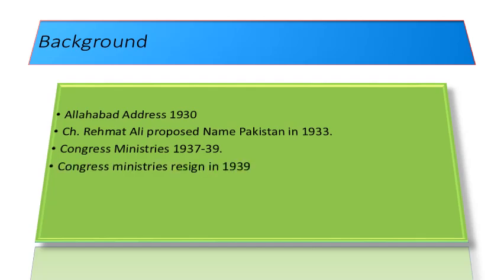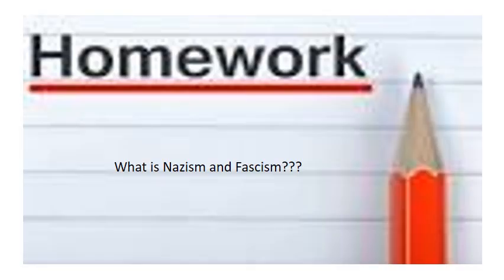When Congress ministries resigned in 1939, the Muslim League decided to present a demand for a separate homeland in 1940 that was presented in the Lahore Resolution. Now your homework is to find out what Nazism and fascism are, right? I used these words in the previous slide. You have to work out what Nazism and fascism are.